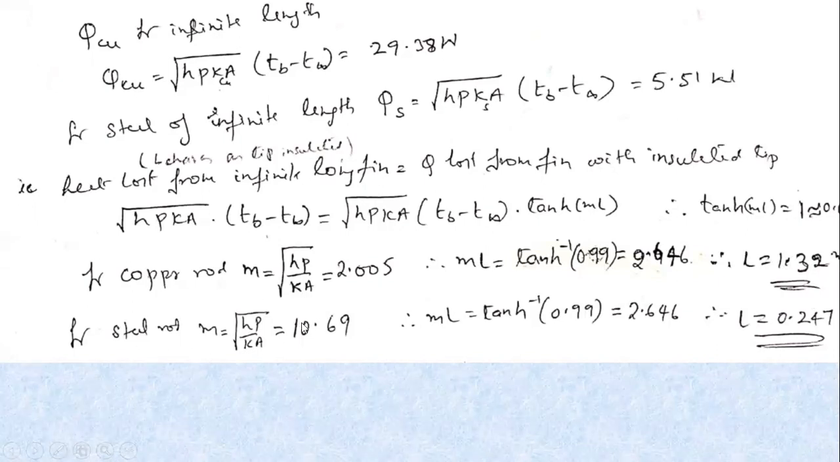Similarly, for a steel rod, get the value of m and get the value of length. So for the steel rod, the length should be 0.247 meters. That means with 0.247 meters, the length at the tip becomes almost insulated. That's why we use shorter length steel rods for cooking purposes, as a ladle in cooking, or a serving spoon, because the length will be very small compared to the copper rod. This is because the conductivity of the copper is very high compared to the steel.